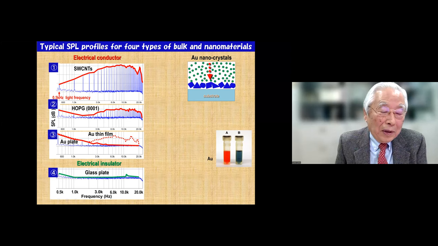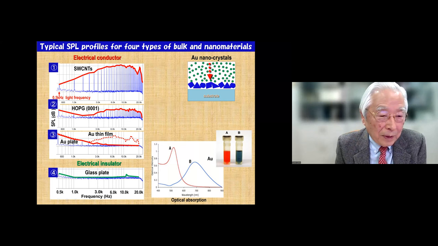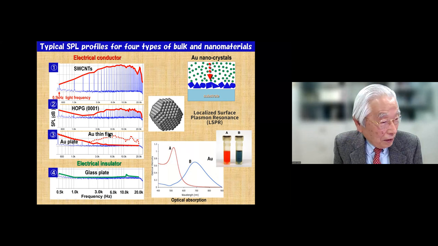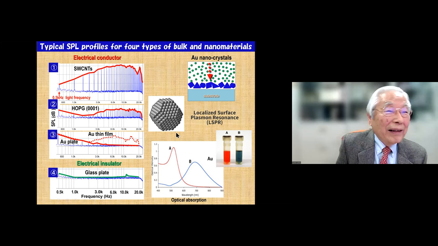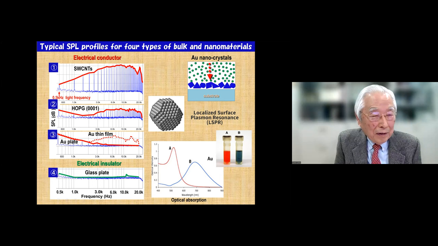Now, we know this. If you have the colloidal gold solution, then you see a color. This color is from plasmonic oscillation. And this optical absorption, if you change the size, you have different color. All right, so I think these are responsible for making this sound, I guess. And probably all these sounds coming from these nanostructures are somehow related to the localized surface plasmon resonance. That's my intuitive interpretation at this moment.